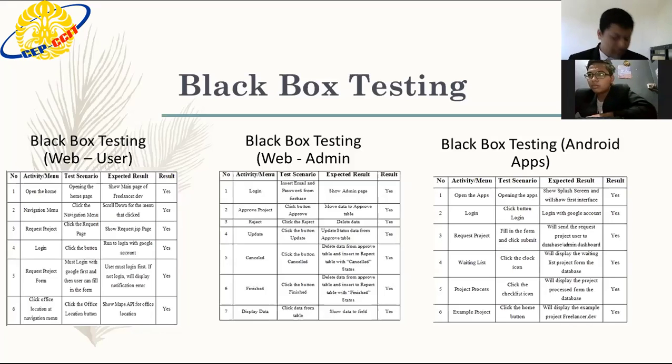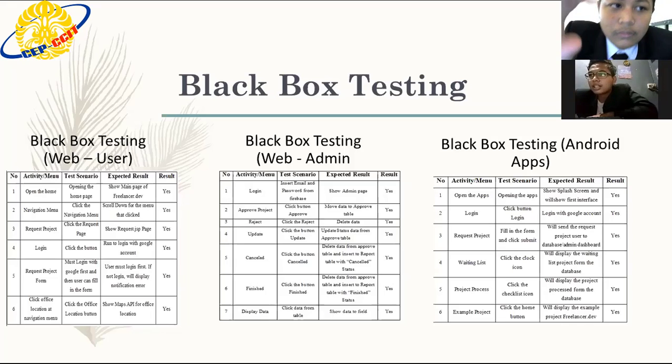The third is request project. The tester fills in the form and clicks submit. The expected result is that the user's project request is sent to the database admin dashboard. Then the waiting list: the tester clicks the clock icon. The expected result is to display the waiting list of projects from the database, and the result is yes.